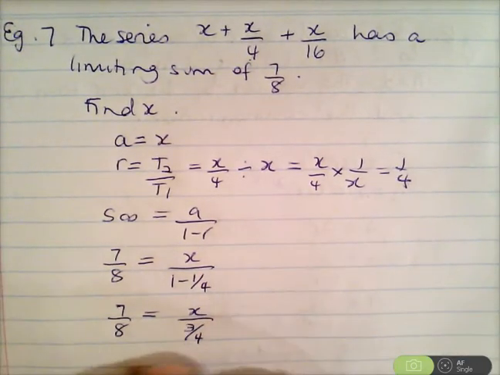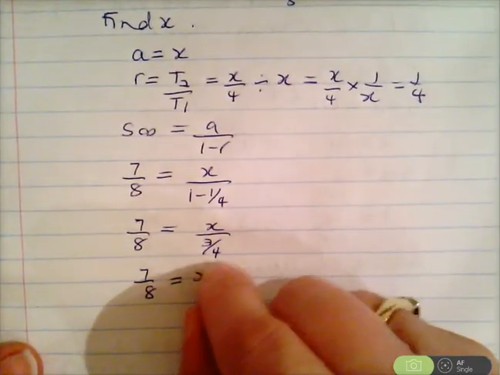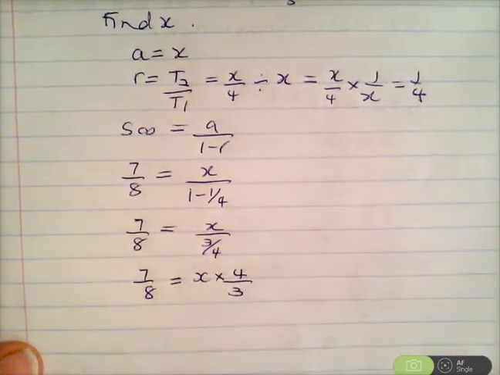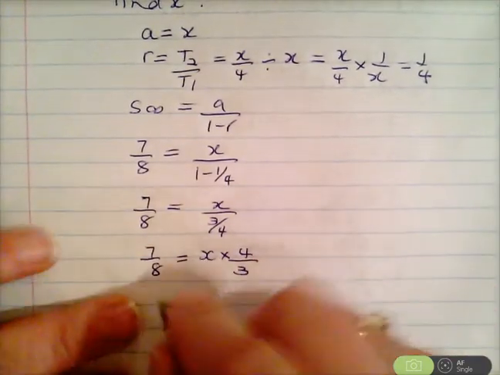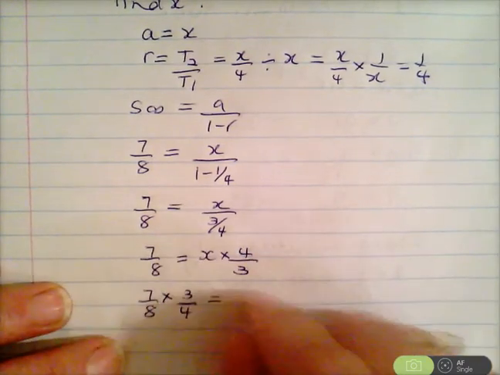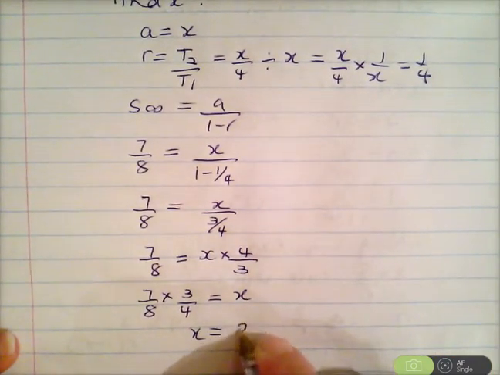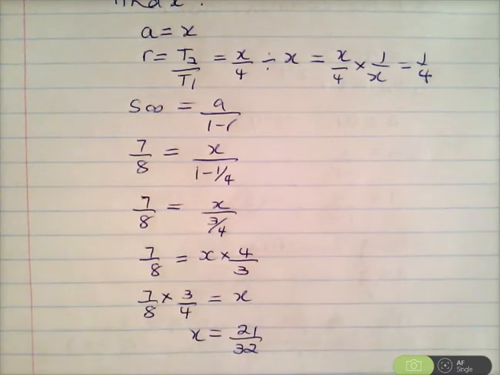So x divided by 3/4 is x times 4 over 3. And now solving, we get 7/8 times 3/4 equals x. And so therefore x is equal to 21 over 32.